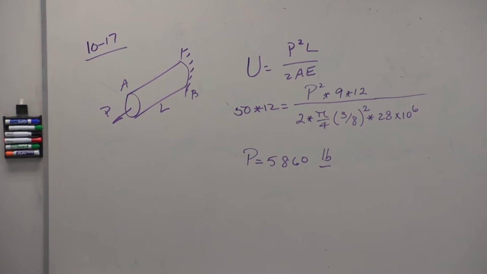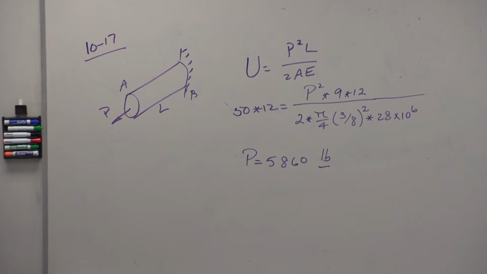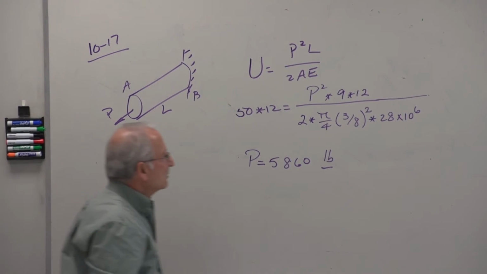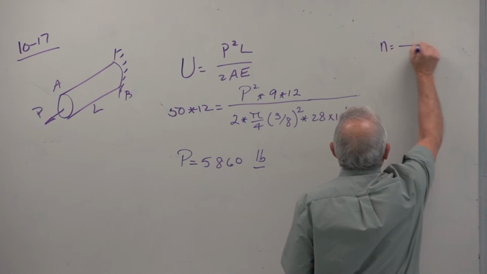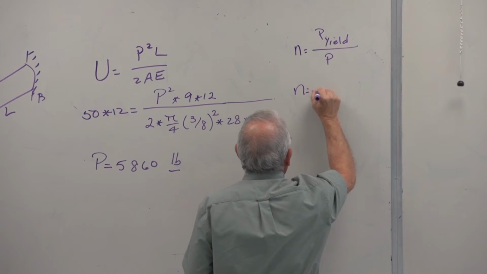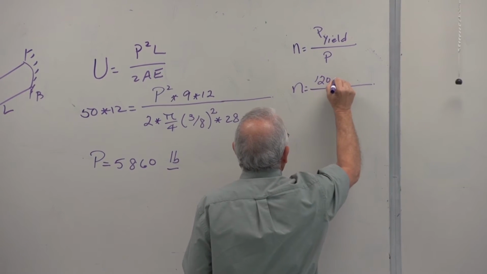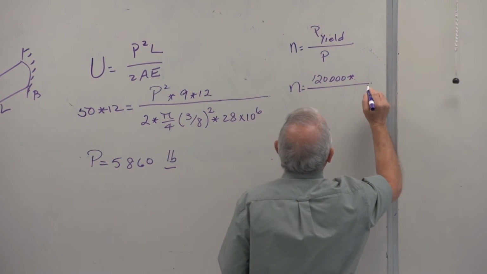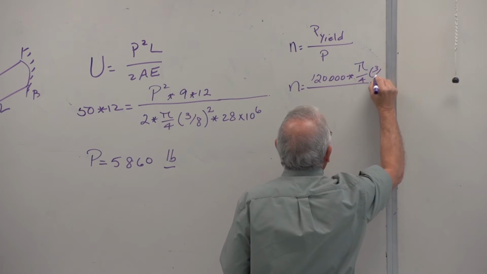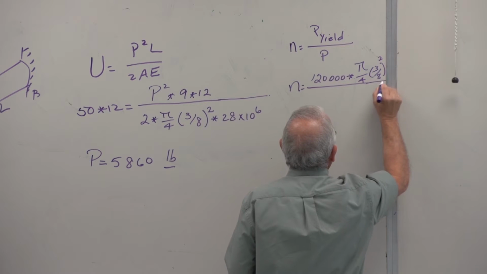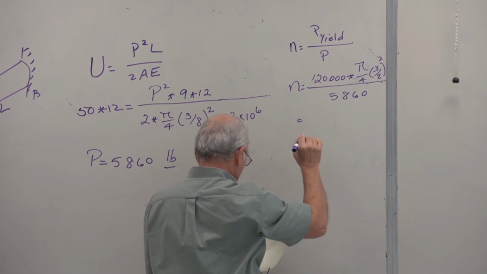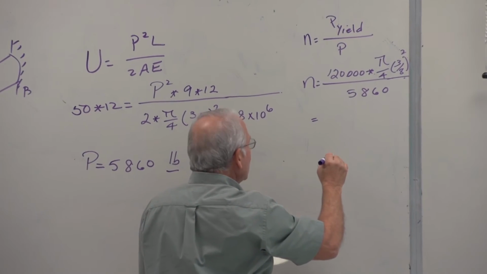We would like to find the factor of safety with respect to yielding, so we have to find the load at yield. So the factor of safety is equal to P yield divided by P. And that's equal to 120 KSI times pi over 4 d squared divided by 5,860. And that'll give you 2.35.